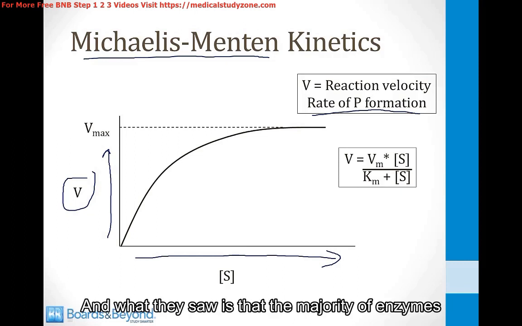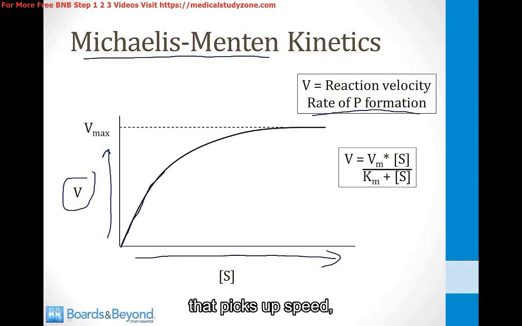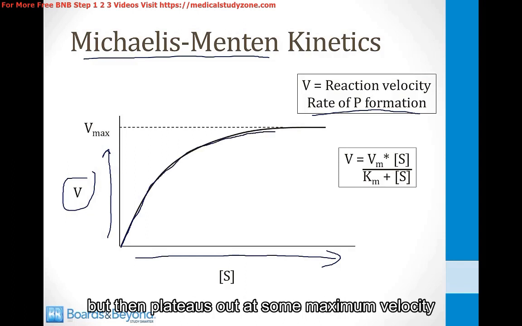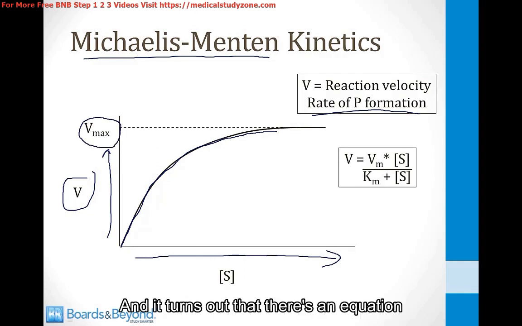What they saw is that the majority of enzymes follow a nice hyperbolic curve like this that picks up speed but then plateaus out at some maximum velocity, which they called Vmax. And it turns out that there's an equation that governs this hyperbolic curve, and this is it right here.